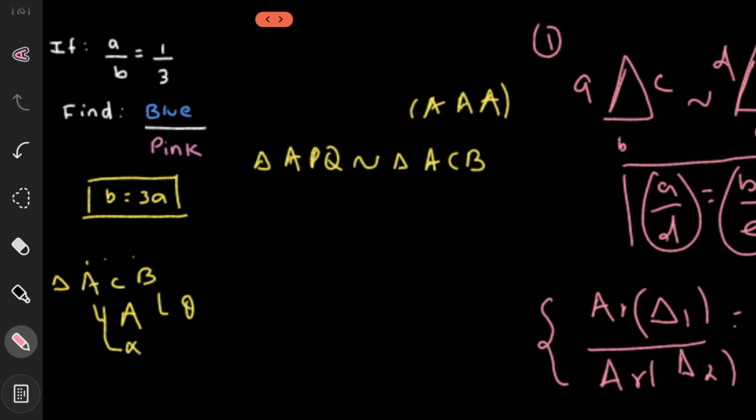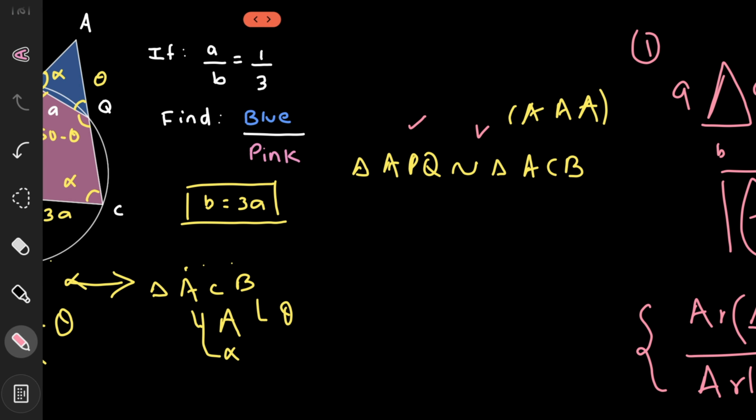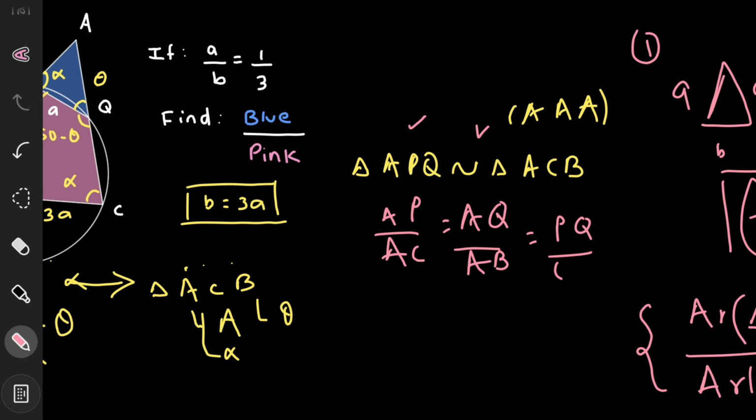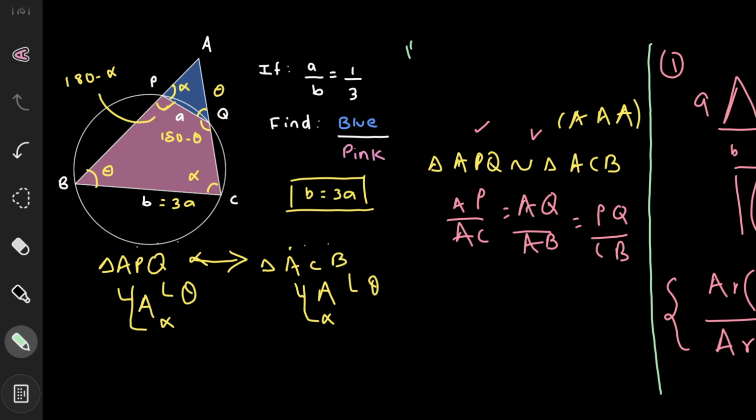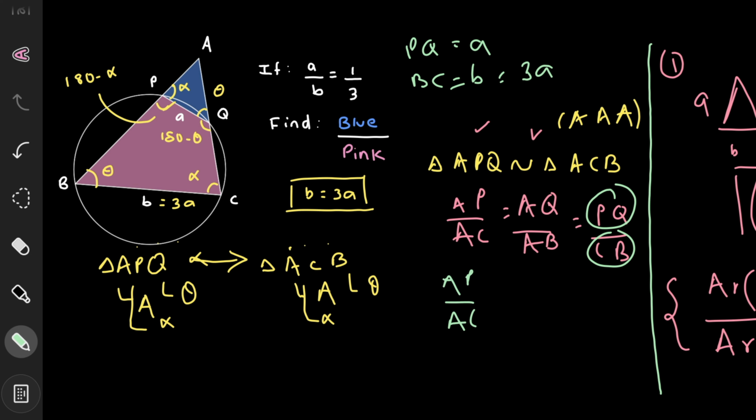So here also we can see that these two triangles are similar and the sides ratio over here is AP upon AC equals AQ upon AB equals PQ upon CB. Now from the diagram, I can see that the value of PQ is equal to A and the value of BC is equal to B, and that we have got as 3 times A. So here in this ratio, PQ and BC can be replaced with these values. So AP upon AC is equal to AQ upon AB is equal to A upon 3 times A. So A upon 3 times A is ultimately 1 upon 3.